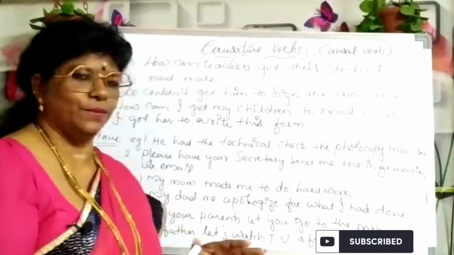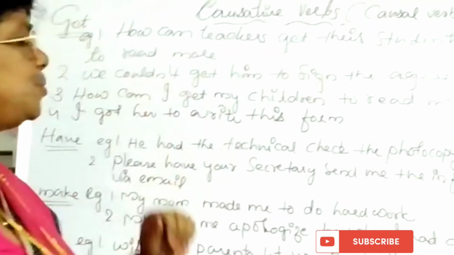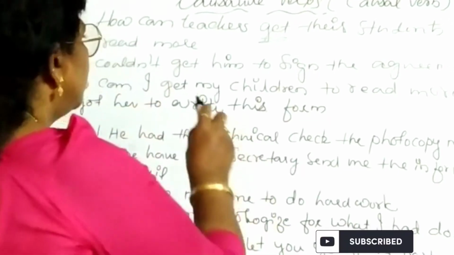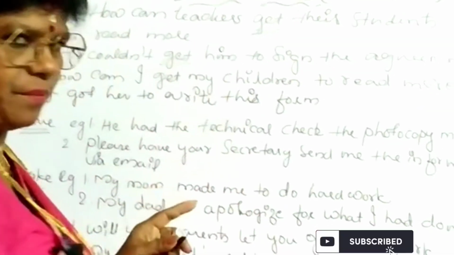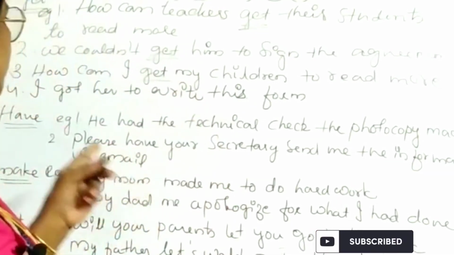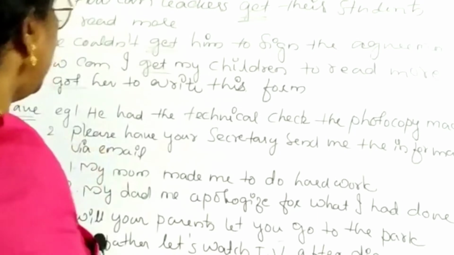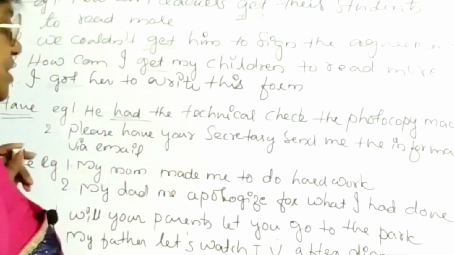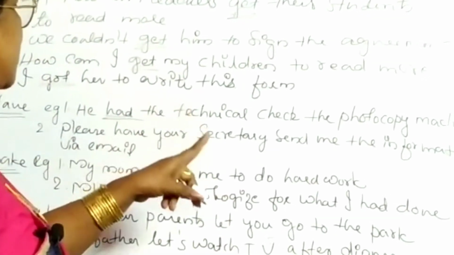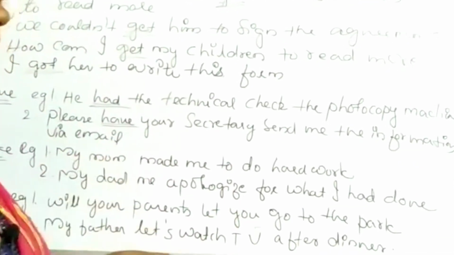Okay? Let us go through certain examples. Get. How can teachers get their students to read more? We couldn't get him to sign the agreement. How can I get my children to read more? I got her to write this form. Have. He had the technician check the photocopy machine. Please have your secretary send me the information via email.